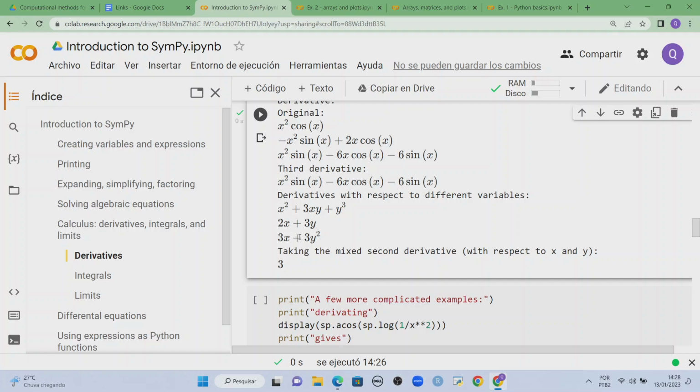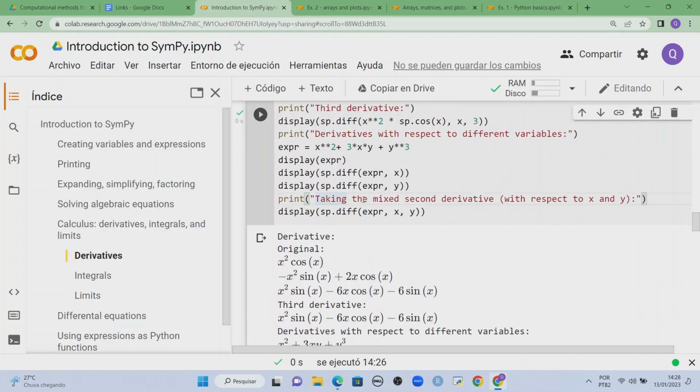So even if you're not very familiar with derivatives, you can use this to just get it immediately, even for complicated expressions. And now this is the mixed second derivative. Suppose that you want to diff with respect to x and then with respect to y. How do you do that? You pass the expression and then x and then y. This works. So you get a second derivative here that is a second mixed derivative. See? Easy so far?